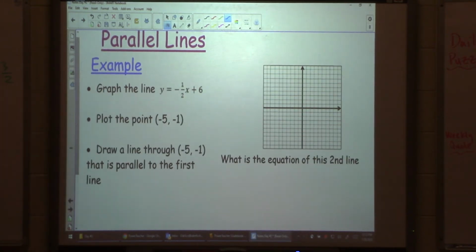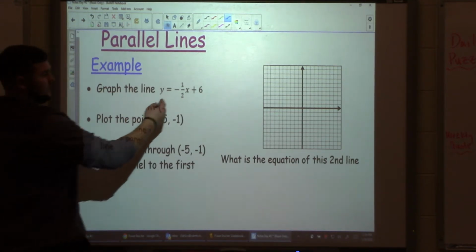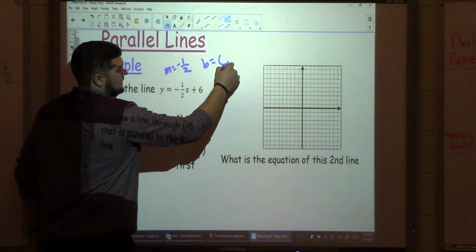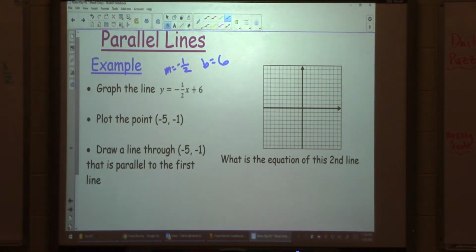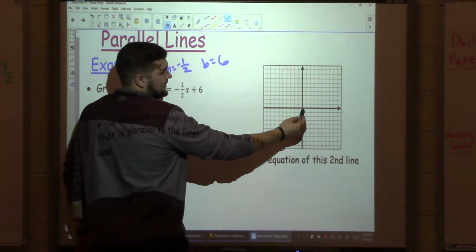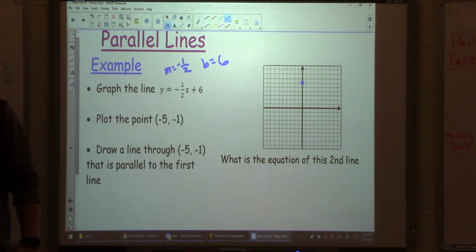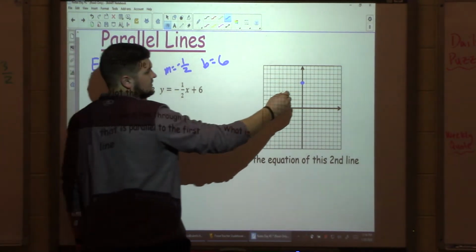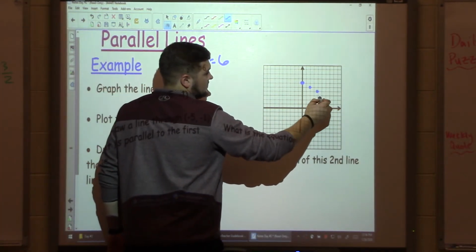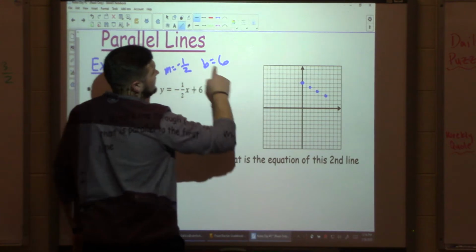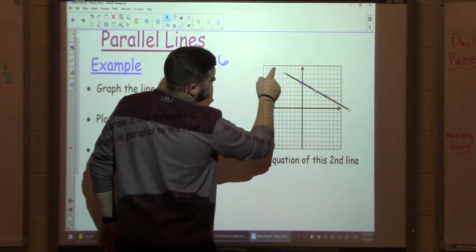So our first example here asks us to graph the line y equals negative 1/2 x plus 6. From this equation, I know that my slope is negative 1/2 and my y-intercept is 6. So I'm going to start with that and graph the line. We should all know how to do that. So positive 6: 1, 2, 3, 4, 5, 6. And if it's a slope of negative 1/2, that means what? Down 1, right 2. Or you can go up 1, left 2. Then you take out your straight edge and draw on your line.